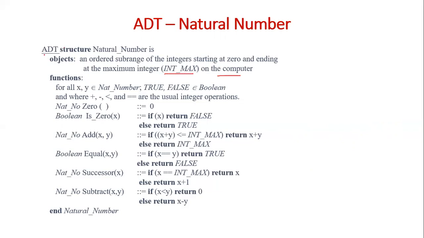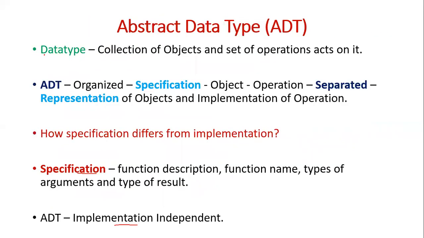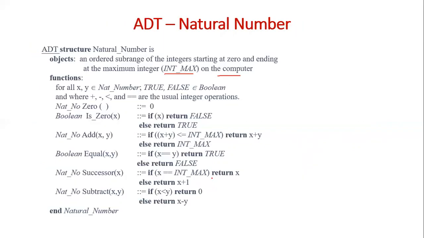If you go back to the previous slide, the specification includes the function description. First, we are describing what is meant by an abstract data type. It is described as an ordered subrange of integers starting from 0 and ending with a maximum integer on the typical computer. And then what are the functions it supports? It supports these functions.